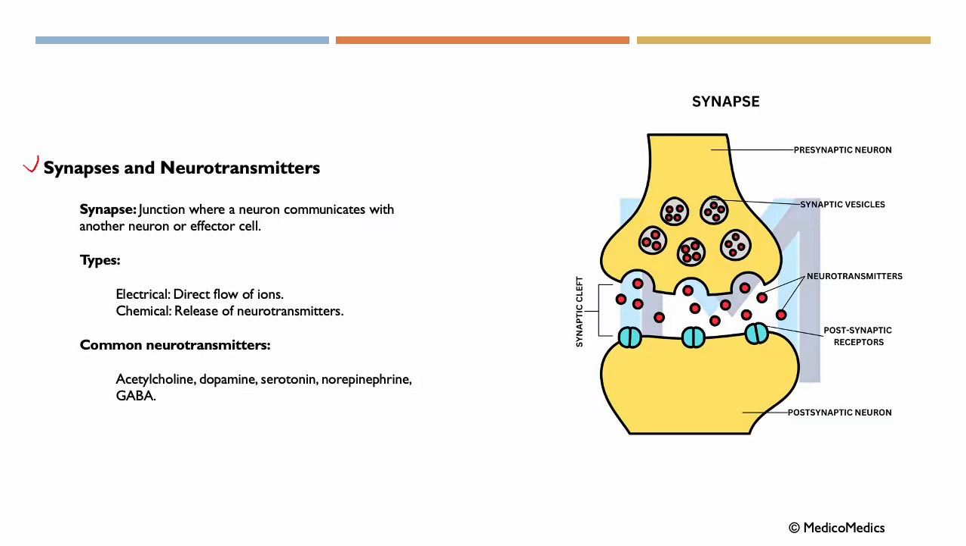Now, we also have synapses and neurotransmitters. So a synapse is the junction where a neuron communicates with another neuron or its effector cell. Types include electrical, where there is a direct flow of ions. Another one is chemical, where there is a release of neurotransmitters. Common neurotransmitters include acetylcholine, dopamine, serotonin, norepinephrine, GABA.